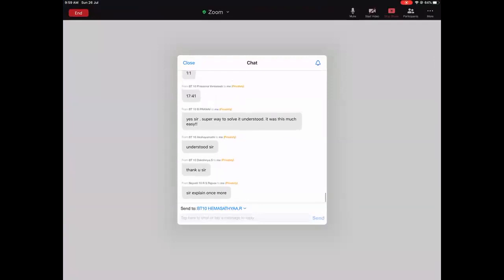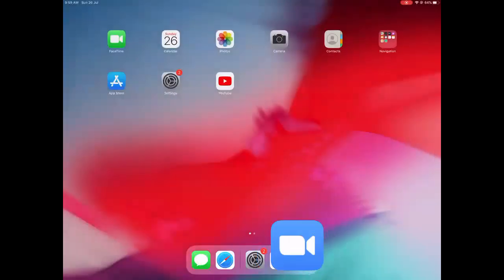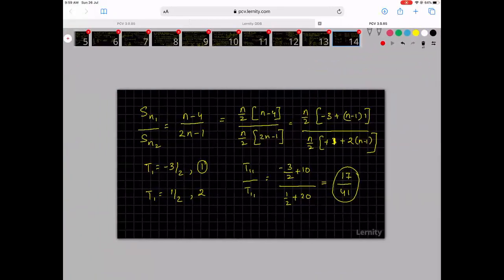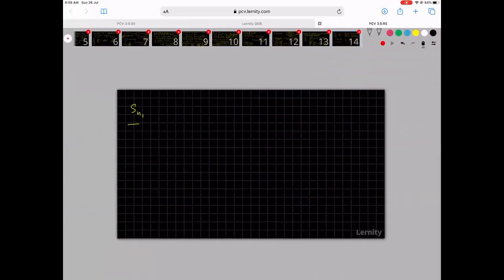Okay. So, Rajiv, what I'm trying to say is that there's yet another method to do this. Sn1 by Sn2 is given as n minus 4 by 2n minus 1. But I know that the sum of n terms looks like n by 2 into something, right? So I'm going to convert it into that format. So n by 2 into n minus 4. I'm multiplying and dividing by n minus 2 in the numerator and denominator, so there is no problem.